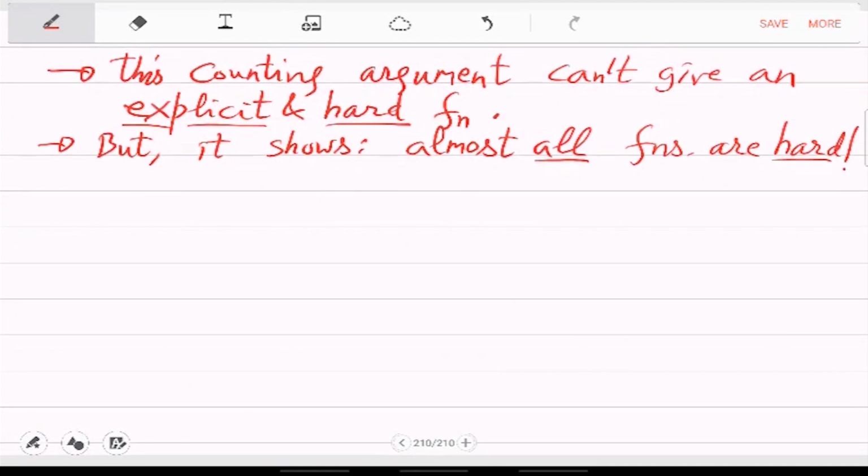Okay. So we have proved two simple results: the upper bound of 2 raised to n times n and the lower bound of 2 raised to n by n. And using this, we can already give a hierarchy theorem for circuits. So, a non-uniform hierarchy theorem.